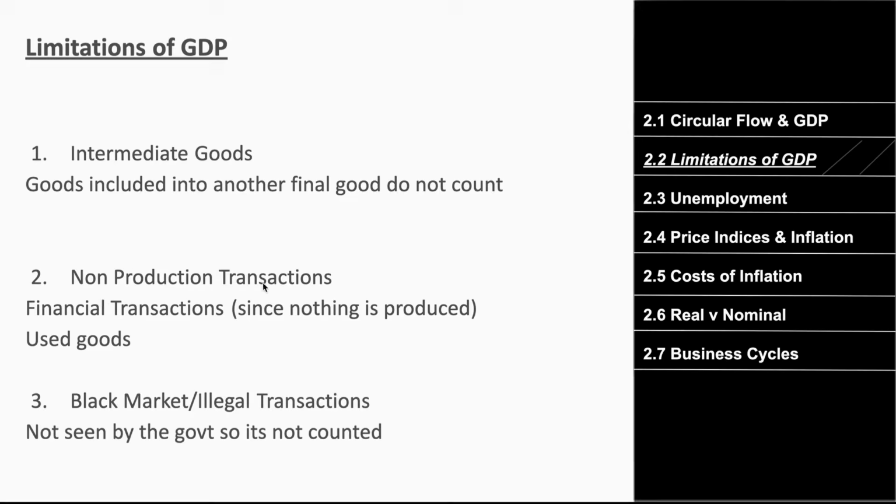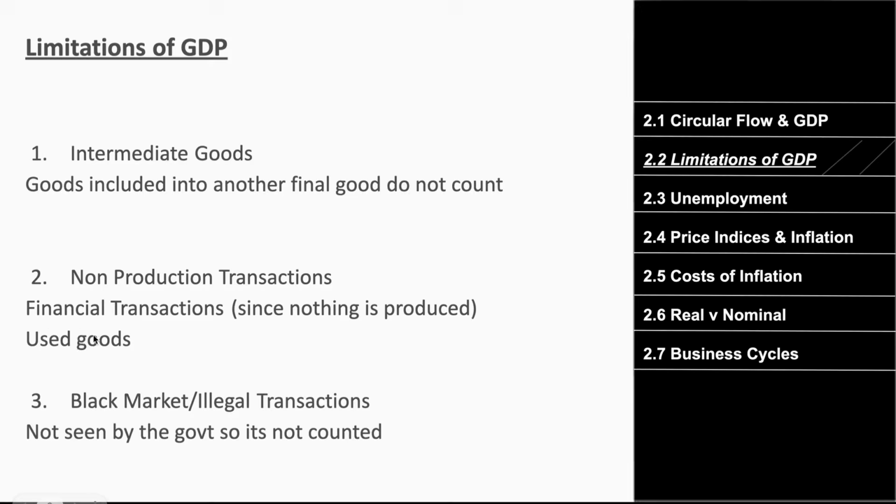Second is non-production transactions. Remember, GDP is all about services and goods. It's what you produce for the economy. So things that don't really help the economy don't actually improve the GDP. For example, financial transactions, things like stocks, bonds, those don't increase GDP at all because nothing's being produced. You're just buying a piece of paper or you're buying a portion of a company. You're not producing anything. Same with used goods, buying or selling used cars or houses or whatever.